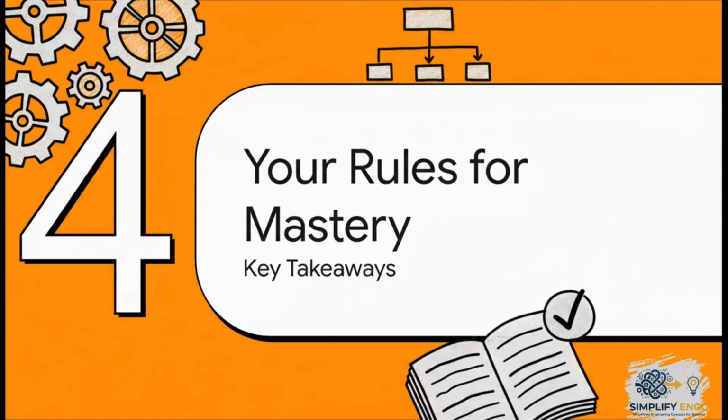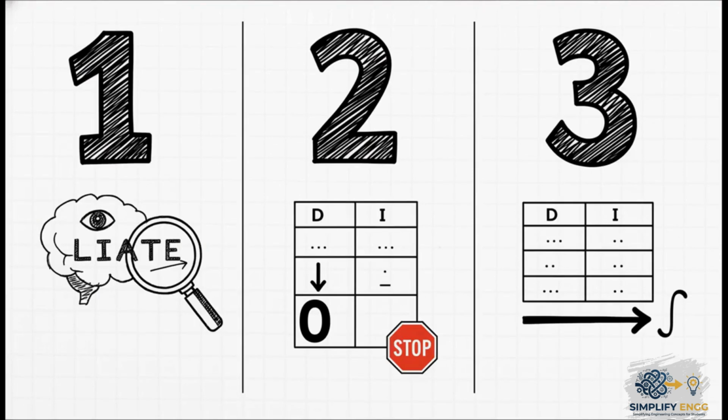All right, so to wrap this all up and make sure you've got this method down cold, let's go over the key rules one more time. This is what you need to master it. Think of these as your 3 golden rules. Rule number 1, choose your D term wisely. Let the LIATE rule be your guide. You want the thing that's going to simplify the best.